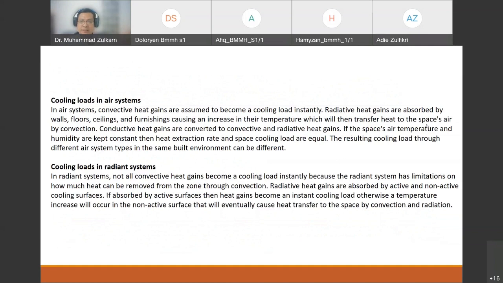Cooling load in the air system, how much we should counteract, and in the radiant system. So we have many parameters to consider.